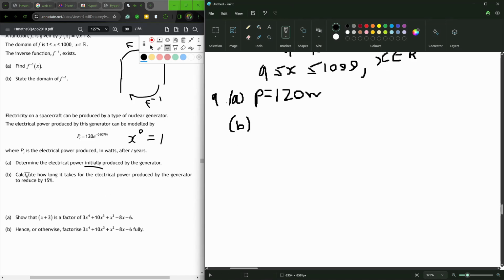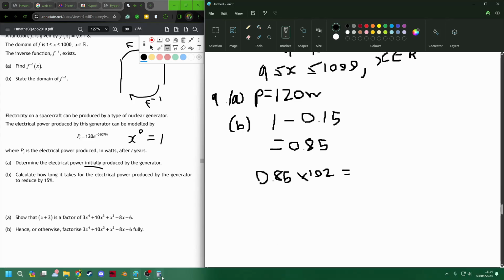So next up, it's calculate how long it takes for the electrical power produced by the generator to reduce by 15%. Okay, so what we're going to do is figure out what's 15% less of 120. So 1 minus 0.15. That means it'd be 85% of the original generator. So if we times 0.85 by 120, I think it's 102, but I'll just go and double check on the old calculator.